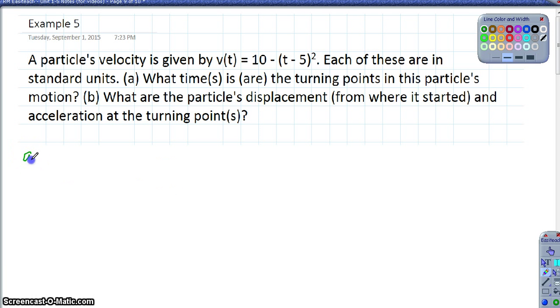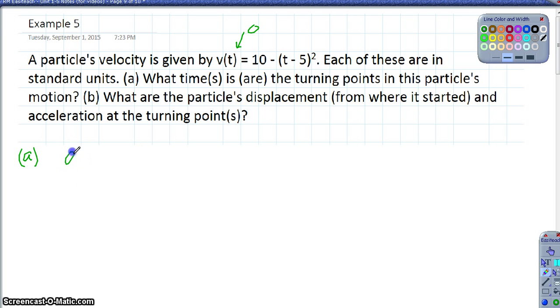So for part A, this goes back to what we looked at early in this last section here. If I want to find the turning points, I need to find out when the velocity goes from either positive to negative or negative to positive. So I'm looking for where is the velocity equal to 0, and then I need to make sure that it is in fact turning around at that location.